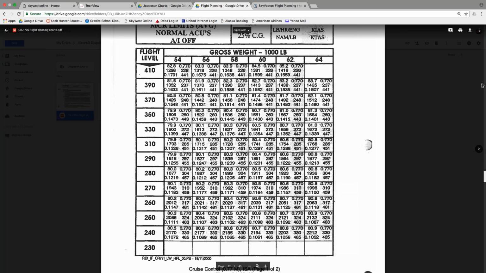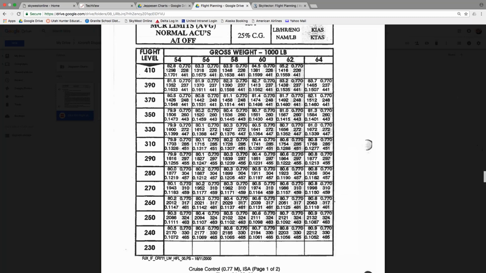So if you got ISA minus 3, then you would use the ISA minus 5? No, we already decided this. ISA, right? We always want to go warmer. So ISA minus 3, what would be the next warmer chart? Plus 5? No, is it over 0? Just ISA. Yep.